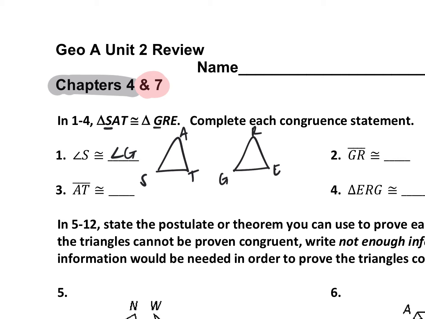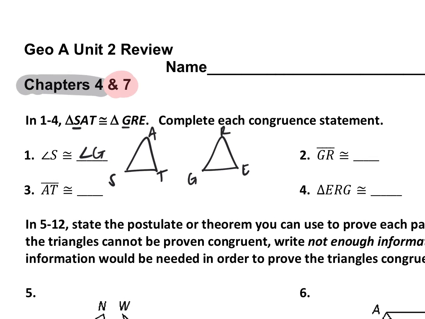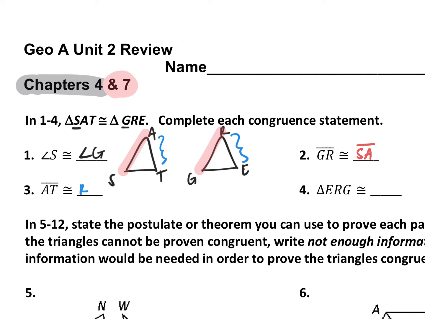the corresponding pieces. Okay, number 2, I know that GR is going to be congruent to the same position of SA with a line segment on top. Next, we've got AT. AT is on this side, so we are going to also say that RE is congruent. Notice I started with R and not E, because that position again matters.